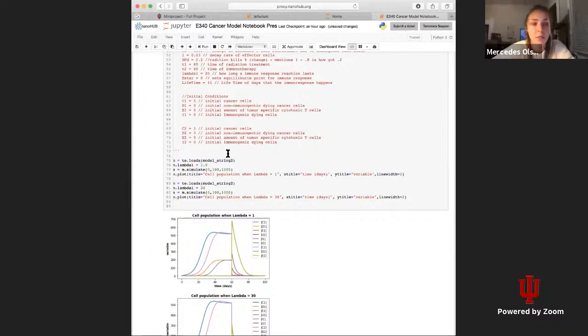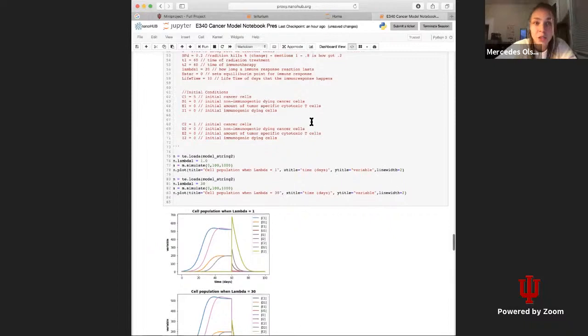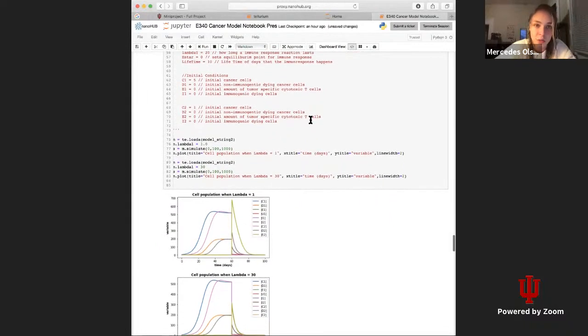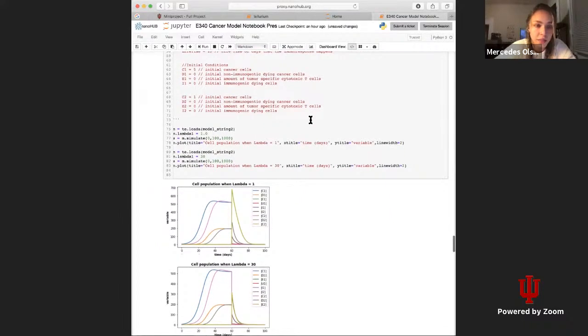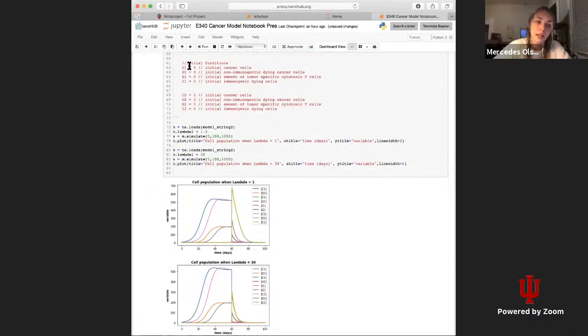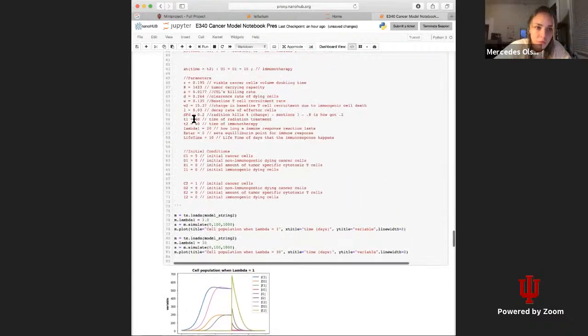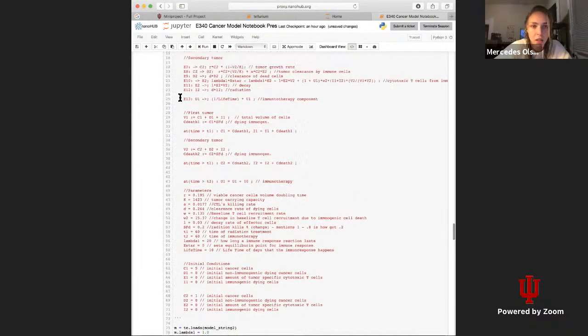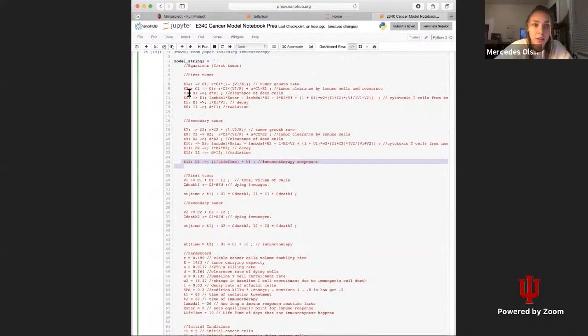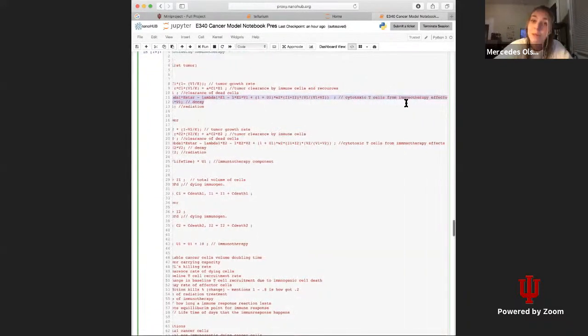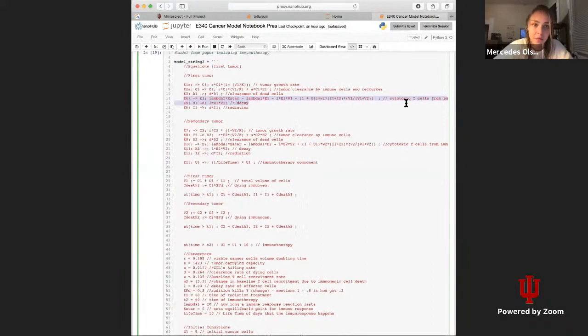In the future, that's a parameter that could be changed, seeing how your immune system is responding. And then lifetime is just set at 10 for the time in days for the immune response to settle back down. Again, I left these values the same, but here is the immunotherapy component coming back. And then here, at both the first tumor and the second tumor, are the cytotoxic T cells from the immunotherapy effects coming into play.